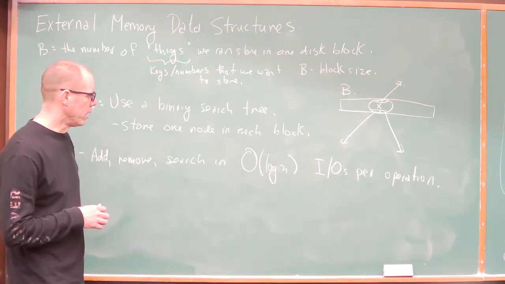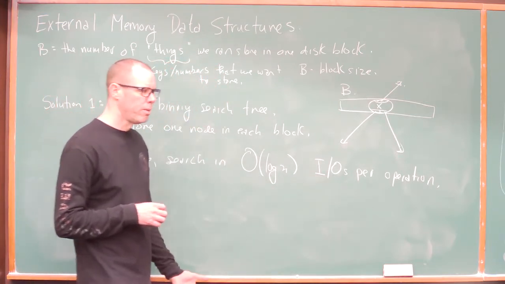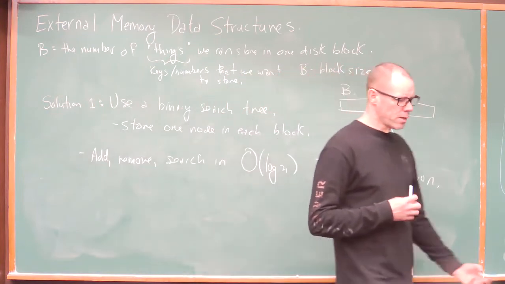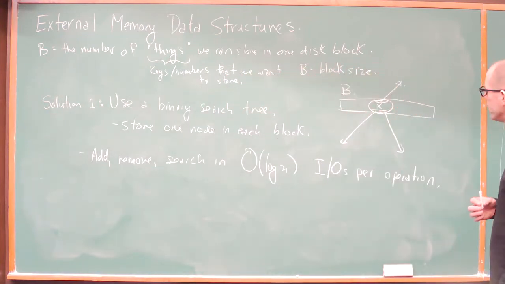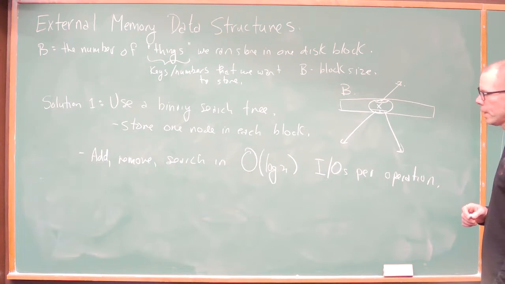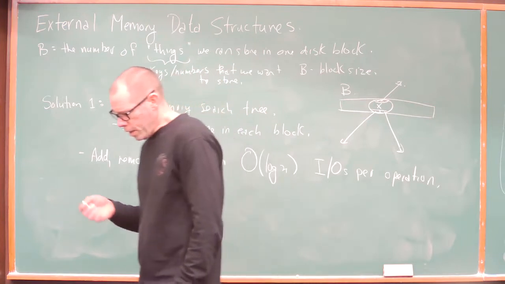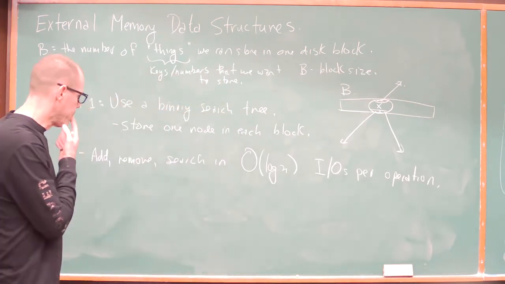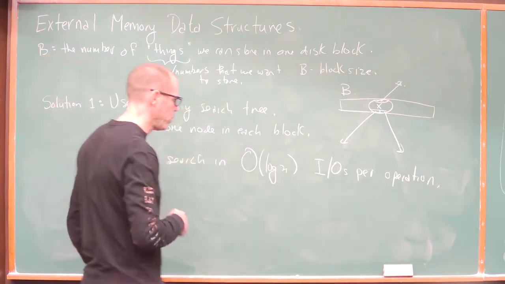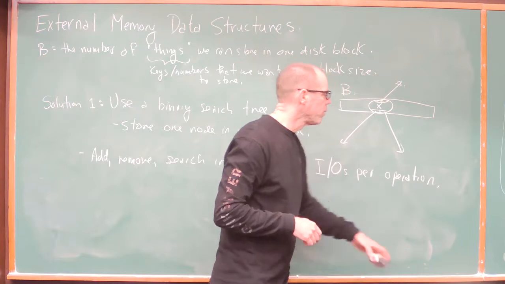So the question is, can you do better? I mean, these disks are slow. These IOs are slow compared to other computations. So you'd like to make them as small as possible, minimize them as much as possible. And okay, so this is a solution, but is it a good solution? And probably not.